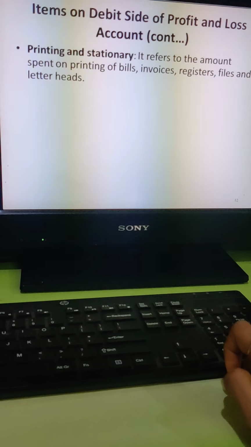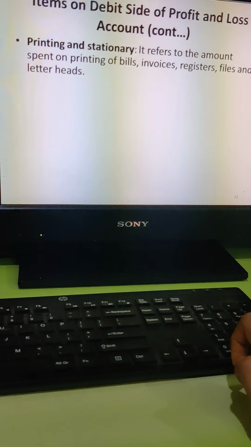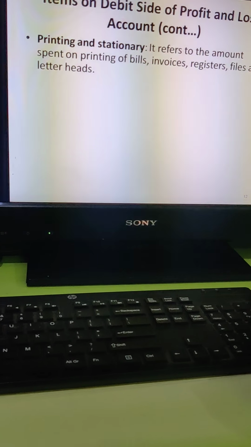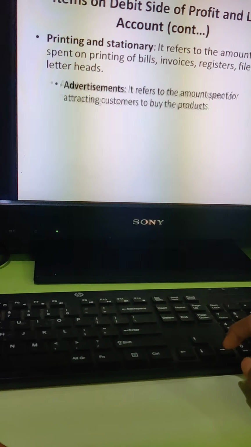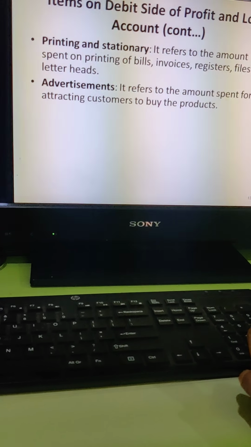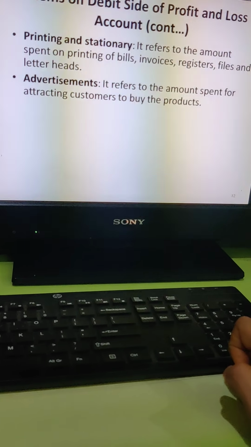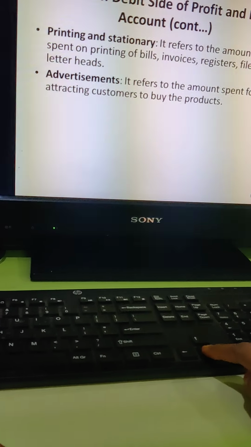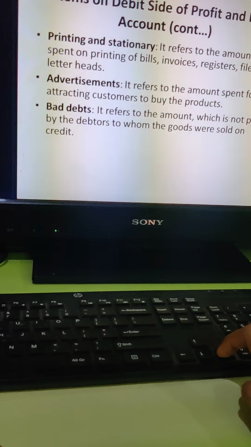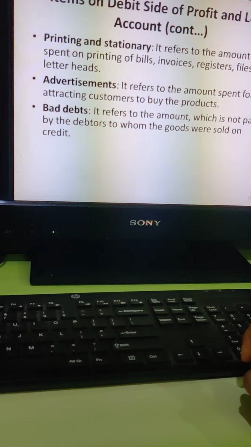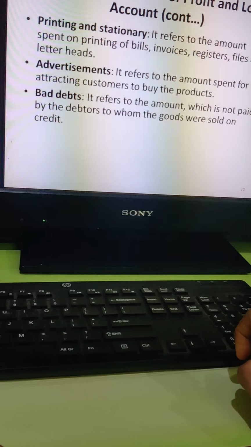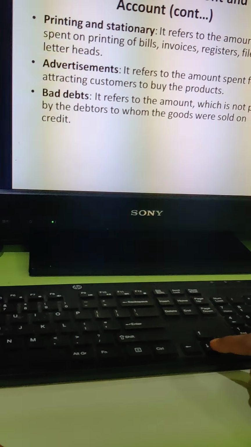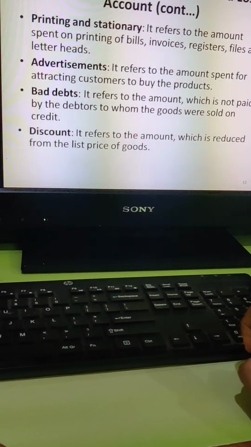These trade expenses can be printing and stationery. You spend on printing of bills, invoices, registers, etc. Advertisements refers to the amount spent for attracting customers to buy the products. Bad debts refers to the amount which is not paid by the debtors to whom the goods were sold. So we take it and consider it as a business loss.